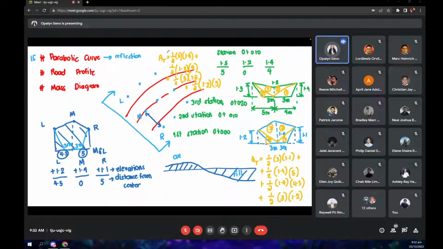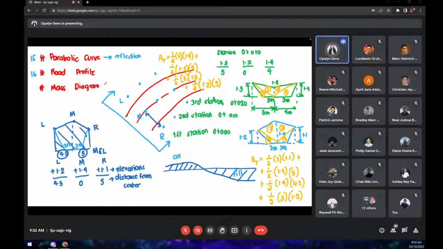So get the profile of each station. You're going to name it. Okay? Any questions on the road profile? This is fieldwork 16, road profile. Just get the profile.